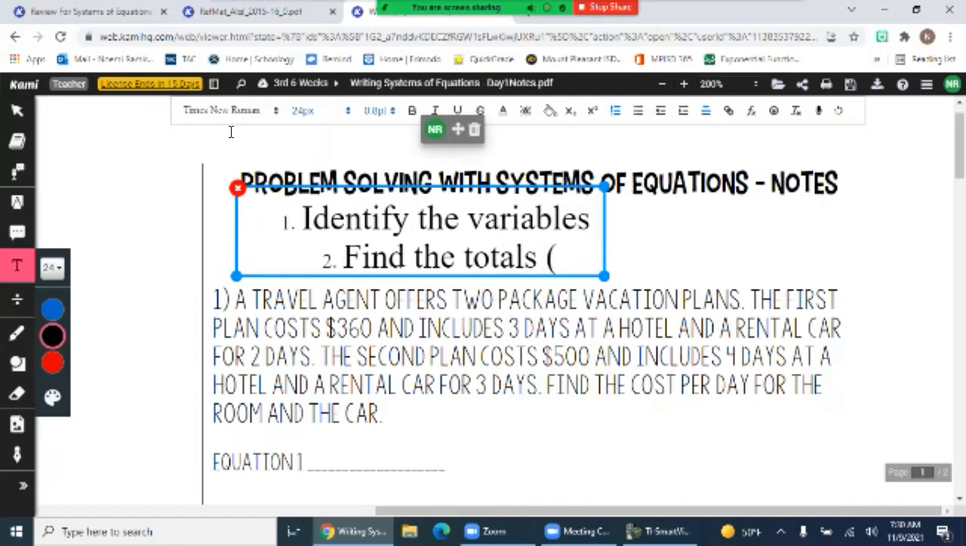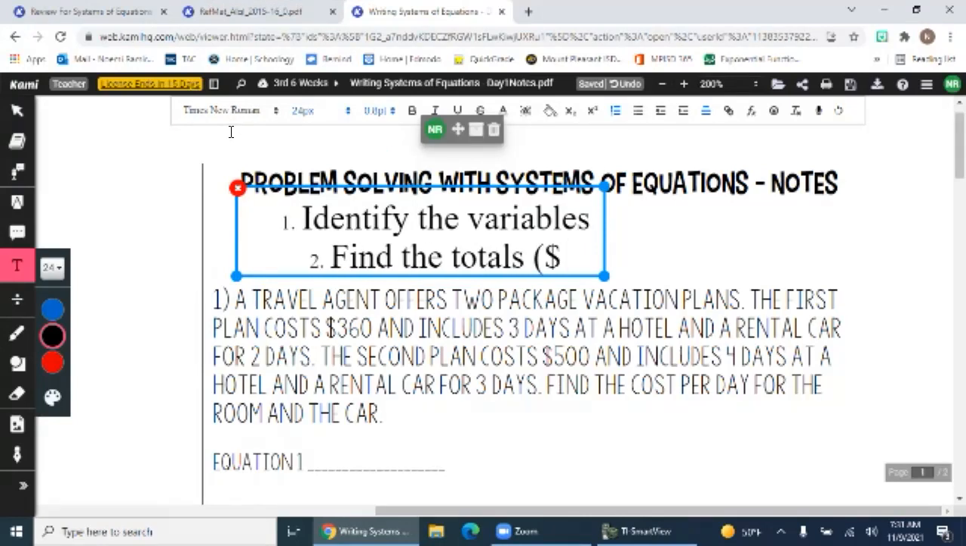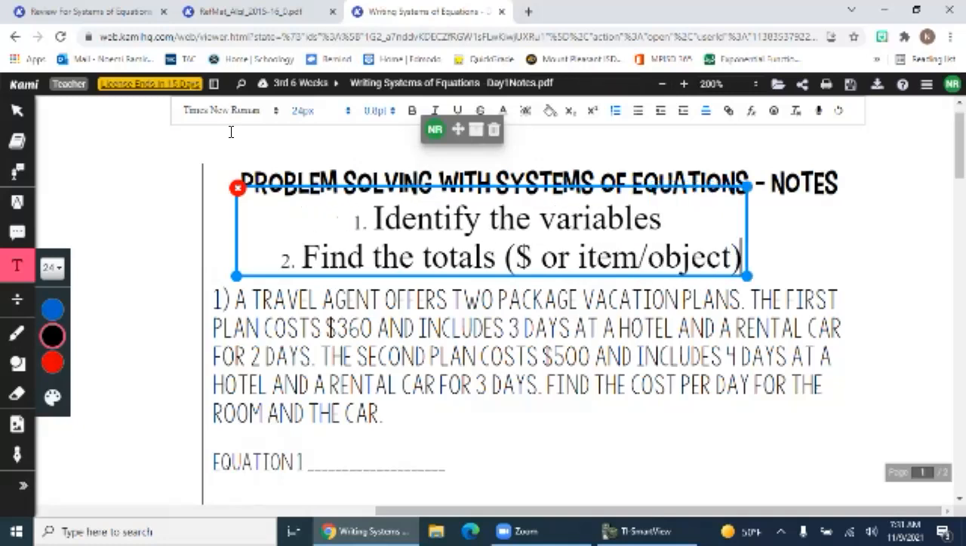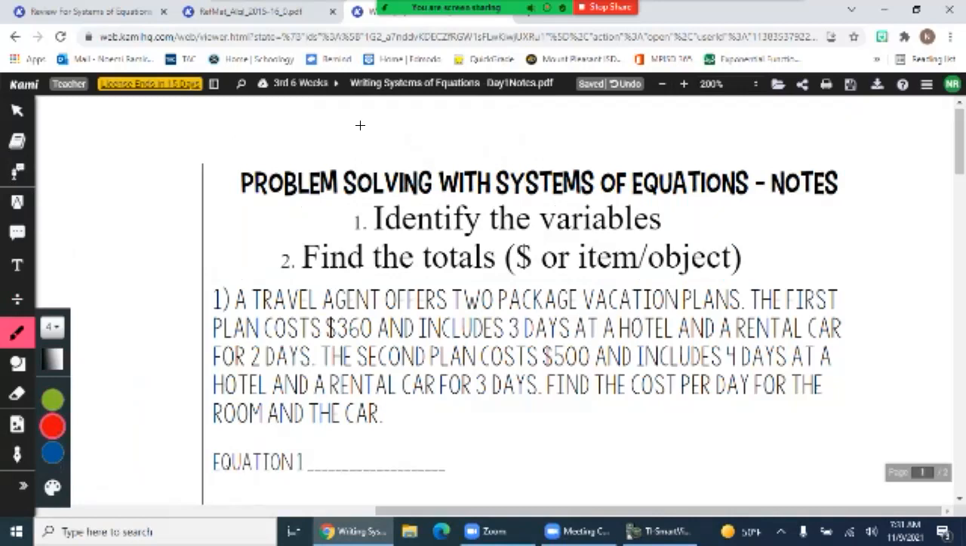More than likely, on maybe 80% of the problems, you're going to have two totals. Most of the time, you're going to see the word total or altogether, stuff like that. Now, your totals are going to come in two different forms. It's either going to be some type of amount or an item, an object. Now, if that total is an item or an object, and you'll see what I'm talking about in a minute, your coefficient will be 1.